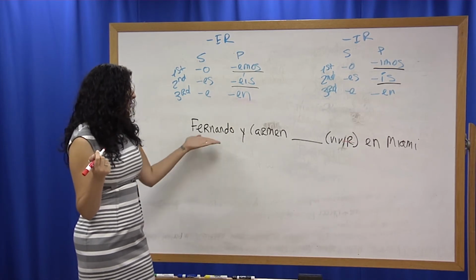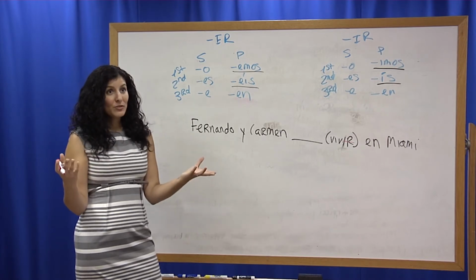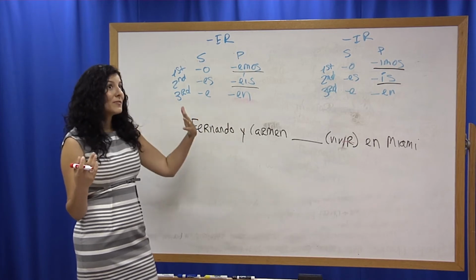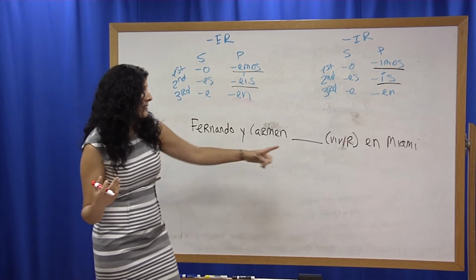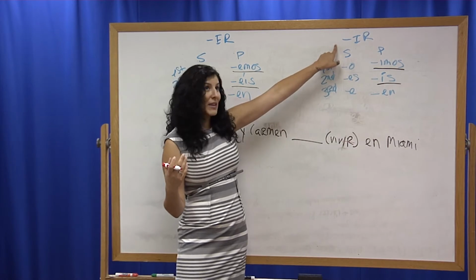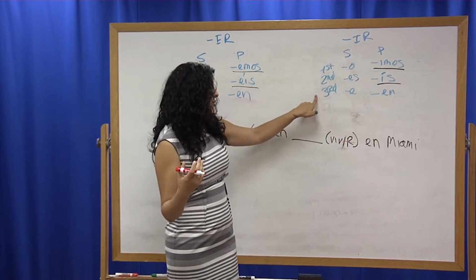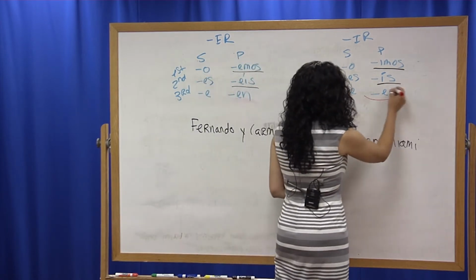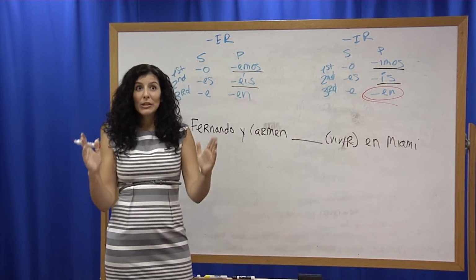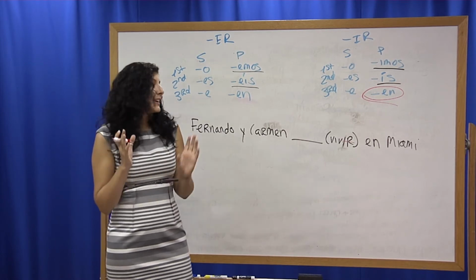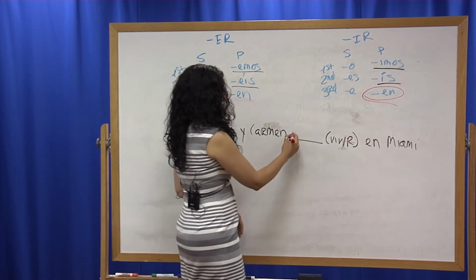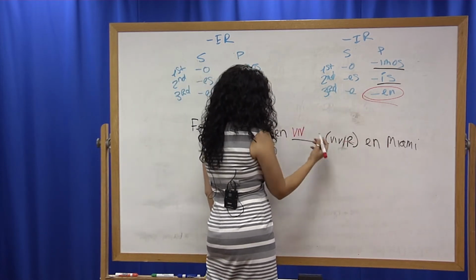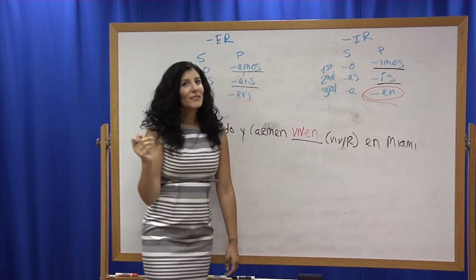So Fernando and Carmen, we will remember from our personal pronoun usage, is a third person plural. So we need to find a third person plural ending. Here we have IR, so we would take from the IR endings and we would look into third person plural. So we know that we have to use EN. So now we would just put those elements together. It's really that simple. So we would write down our regular root, just like that, and then we would take our third person plural ending and just write it just like that.